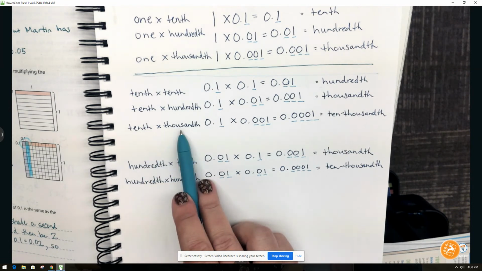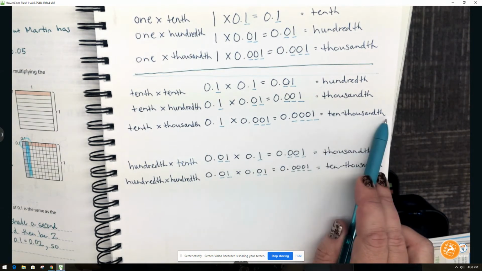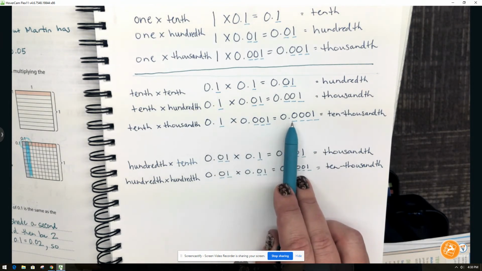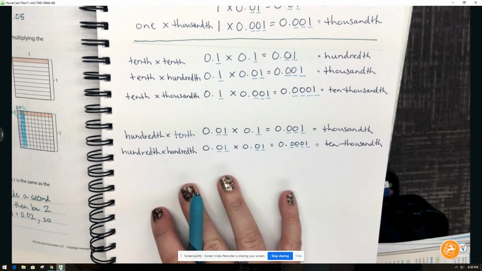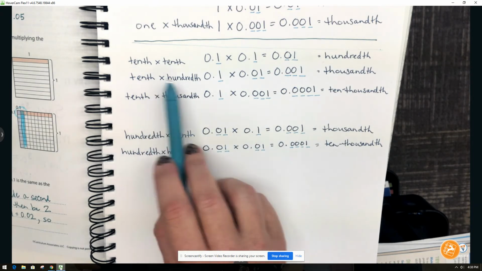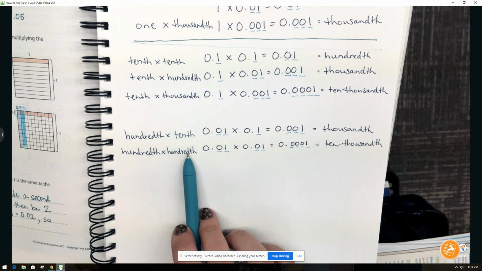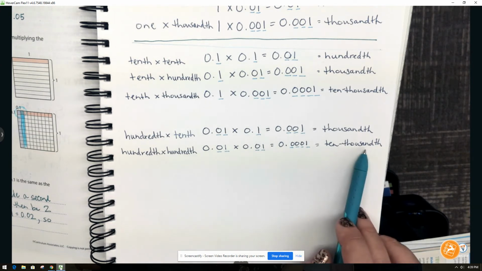And then a tenth times a thousandth, which we will never do, but I wanted to show, I mean, you'll do in life, but not in 5th grade. A tenth times a thousandth would give you a 10,000th there, because there would be 1, 2, 3, 4 digits after the decimal. And then it also goes the other way. If you have a 100th times a 10th, you just flip-flopped this 10th and 100th, your resulting answer would be 1,000th. And if you multiply a 100th times a 100th, you're going to get a 10,000th.